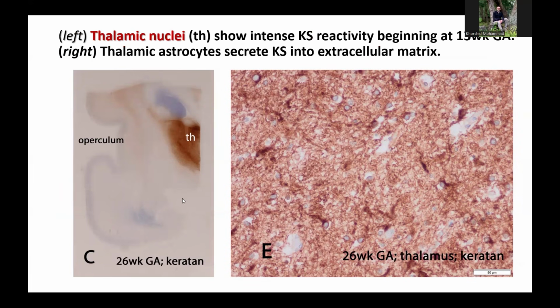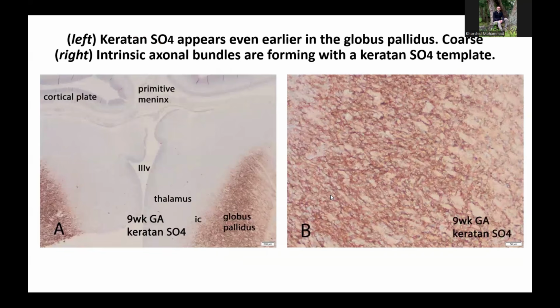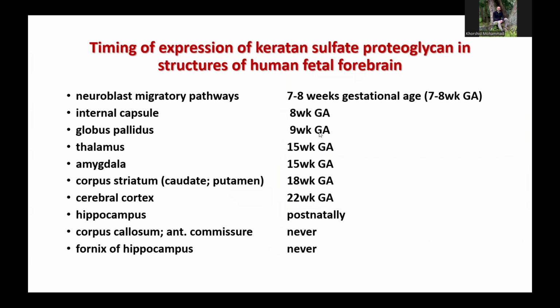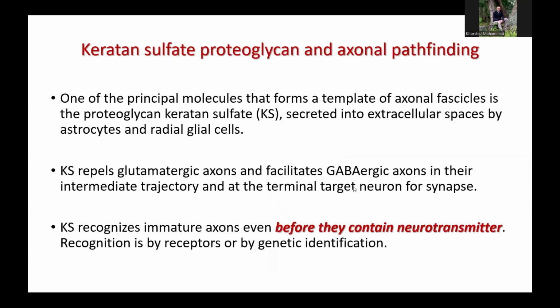Here in a 26-week fetus, you can see the thalamus is very intensely reactive for keratan sulfate, and you can see it here in the astrocytes, higher magnification. And even earlier, here you have the globus pallidus that shows a lot of keratan sulfate in a 9-week fetus. The thalamus has not yet gotten the keratan sulfate, and that doesn't come until about 15 weeks. And so here we have a table of just some of the times when the keratan sulfate appears.